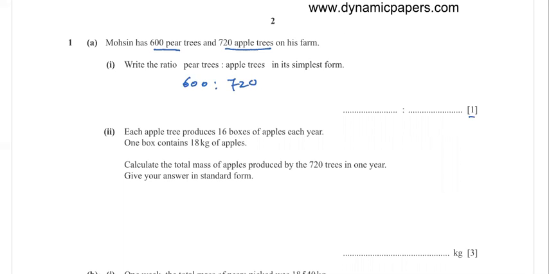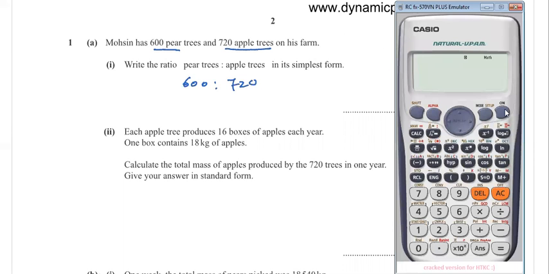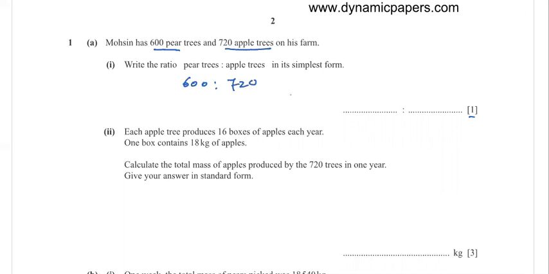So we can use the calculator. It's the best way to simplify. Just write 600 divided by 720. It will make 5/6. It means in the lowest form, it's going to be 5/6.